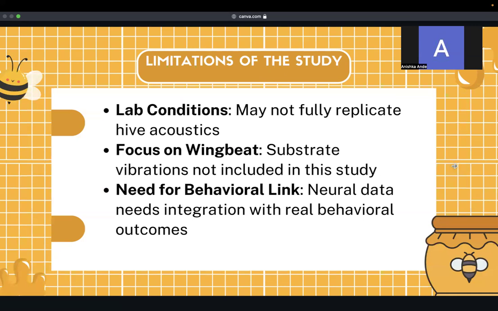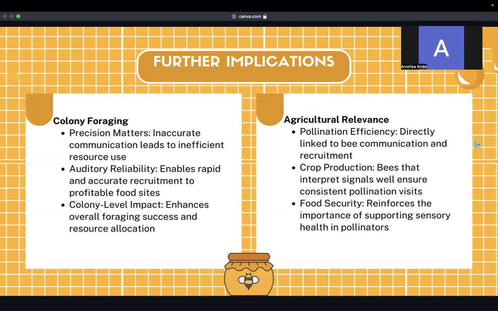Finally, some limitations of the study are that the lab conditions may not fully replicate hive acoustics. The focus was on wing beat, so substrate vibrations are not included in the study, and there is a need for a behavioral link: neural data needs integration with real behavioral outcomes. I know we mentioned substrate vibrations at the beginning, but I just wanted to give a definition of that, because I noticed it wasn't fully integrated into the study, though they still kind of touched on it. So I wanted to mention that and further implications.